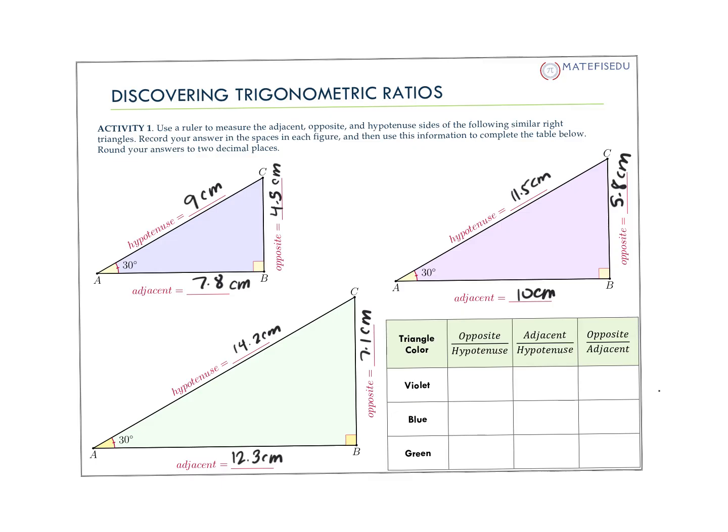All three right triangles have a 30-degree angle, a 90-degree angle, and using the property that all three angles have to add up to 180, the third angle, even though it's not labeled, must equal 60. So all three triangles have congruent angles, or equal angles. What is different about all three triangles is the lengths of the sides.